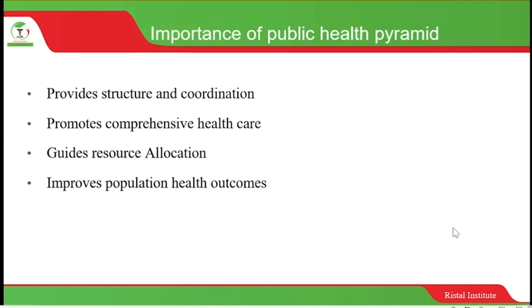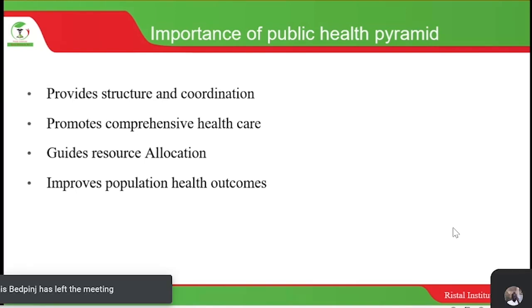So the other one was promoting comprehensive health care. By combining the preventive, supportive, and curative services, the pyramid ensures that people receive holistic care, from disease prevention to treatment and rehabilitation. When they talk about comprehensive health care, it gives us a picture of disease prevention, and supportive, then curative systems.